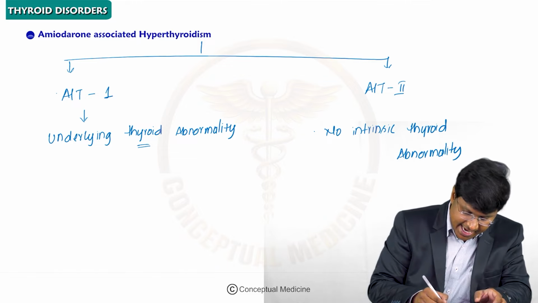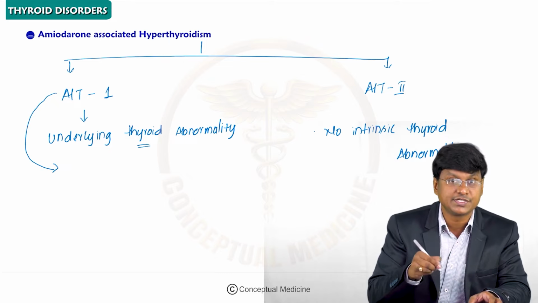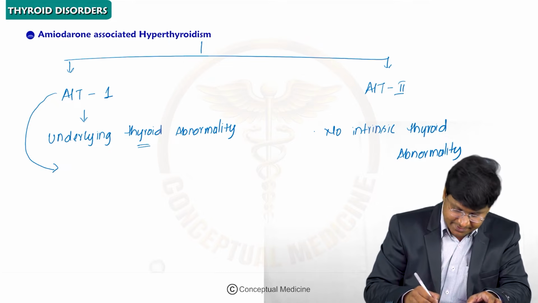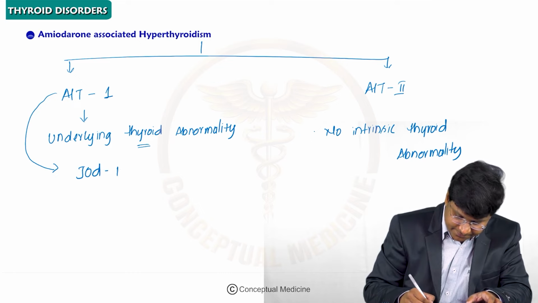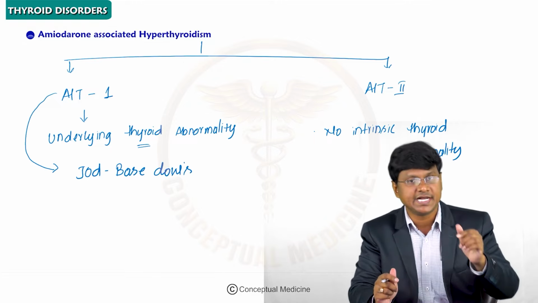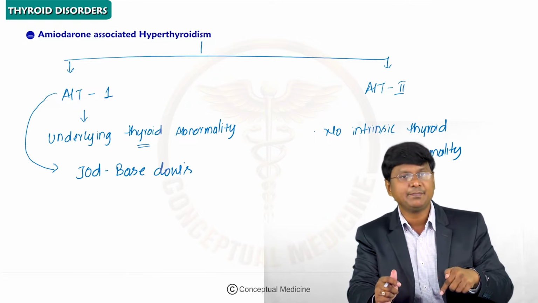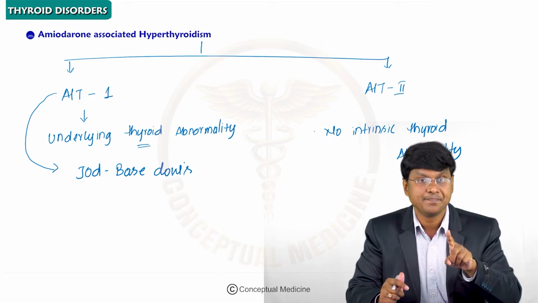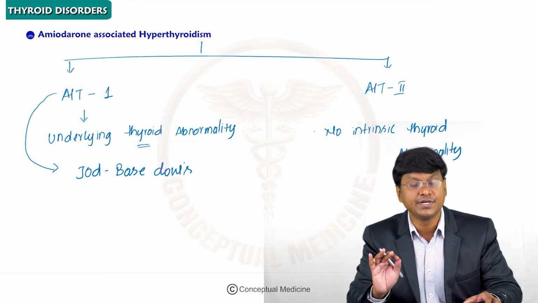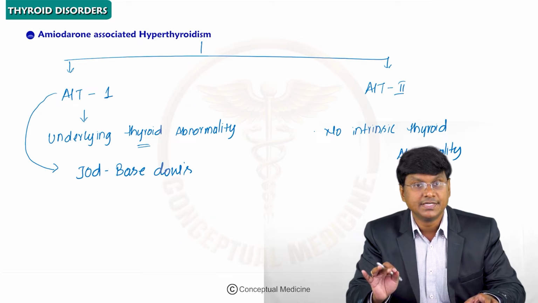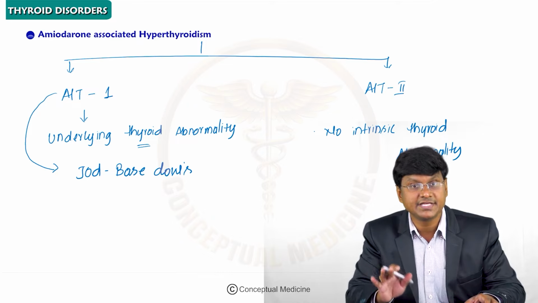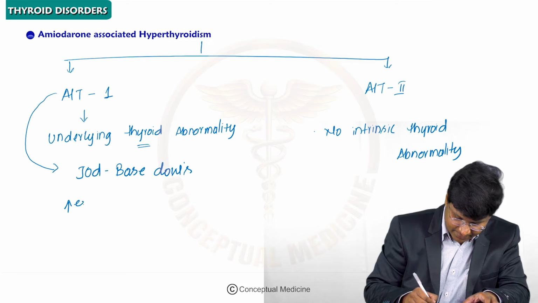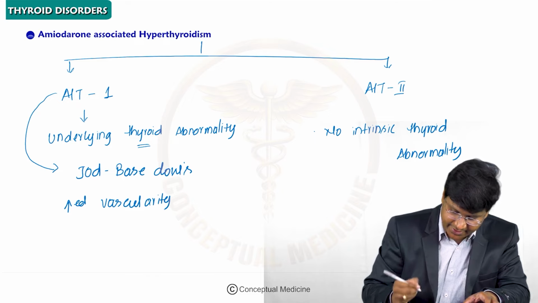So, amiodarone-induced thyrotoxicosis type 1, the basic principle is the Jod-Basedow phenomenon. Just now we have discussed, what is that? It is iodine-induced hyperthyroidism. The same principle applies to amiodarone-induced thyrotoxicosis type 1. Now, in these individuals, the thyroid gland has increased vascularity.